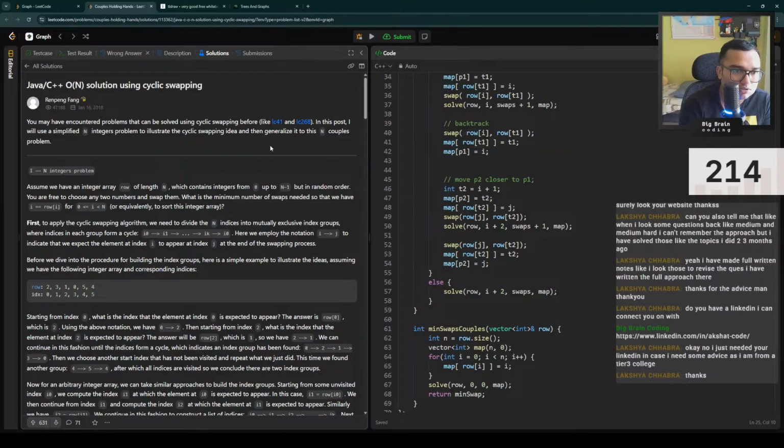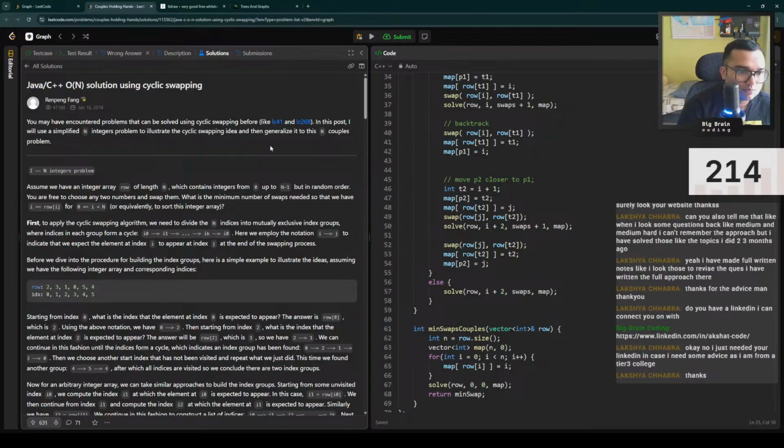Assume we have an integer array row of length n which contains integers from 0 up to n minus 1 but in random order. You are free to choose any two numbers and swap them. What is the minimum number of swaps needed so that we have i equals row of i? First, to apply the cyclic swapping algorithm, we need to divide the n indices into mutually exclusive index groups, where indices in each group form a cycle. Here we employ the notation to indicate that we expect the element at index i to appear at index j at the end of the swapping process.